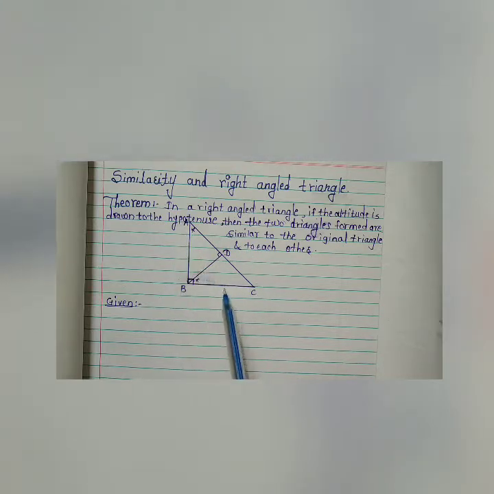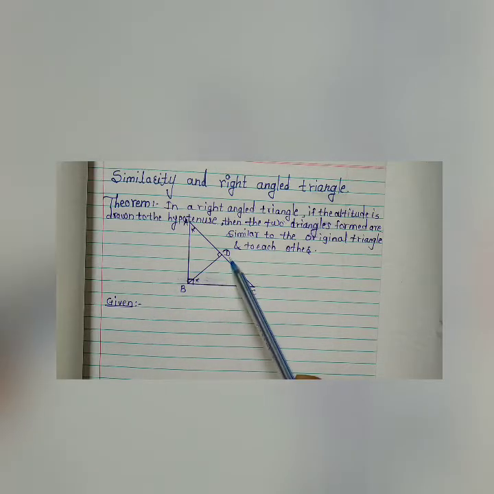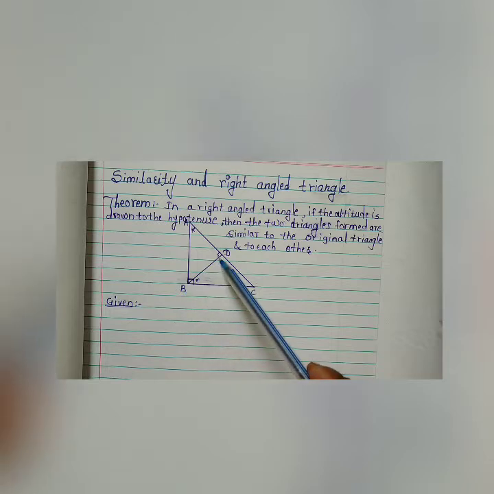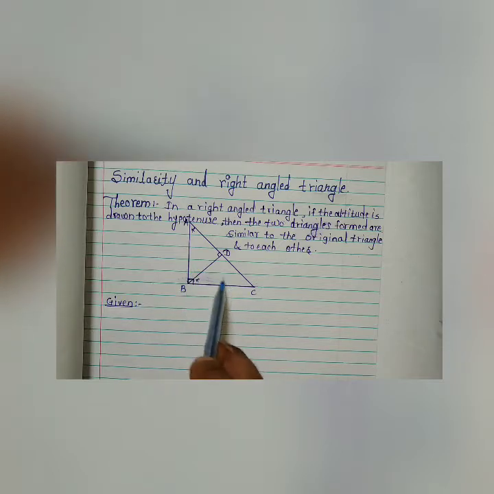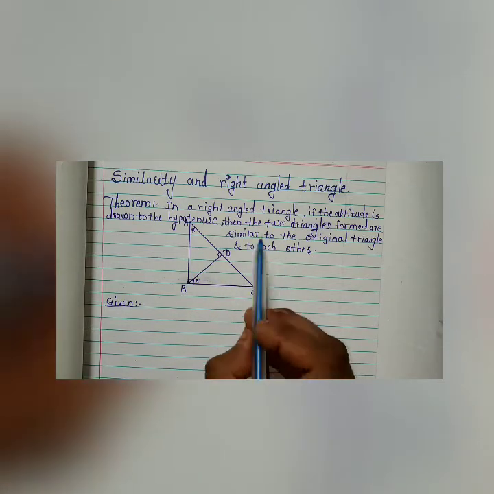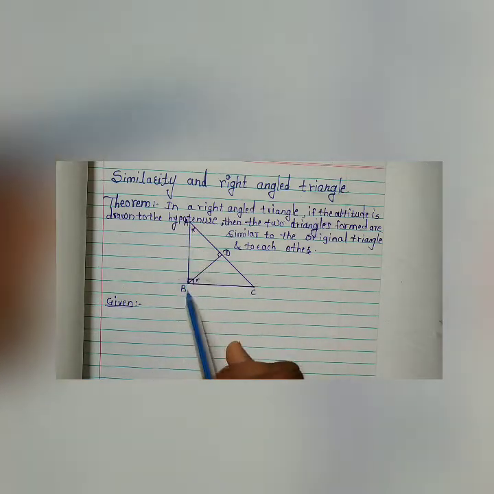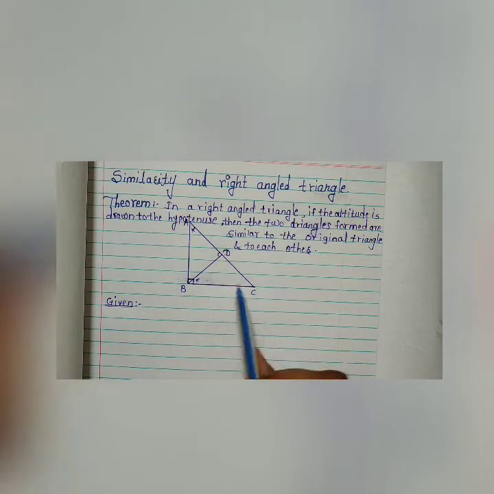Triangle ABC is your original triangle, and if we draw the altitude on hypotenuse AC, then we get two new triangles. The first triangle is triangle ABD and the second triangle is triangle BDC. Here we show that triangle ABC is similar to triangle ADB, and triangle BDC is similar to triangle ABC. These two new triangles are similar to the original triangle and also similar to each other. Here we again show that triangle ABD is similar to triangle BDC.